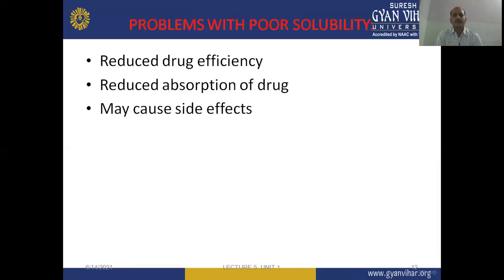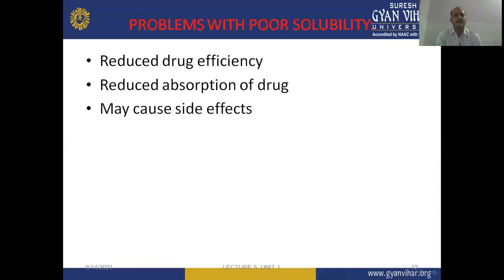Now, what are the different problems which are related with poorly soluble drugs, or drugs having less water solubility? These are the different important aspects of poorly soluble drugs. They can reduce the drug efficiency. As the drug is not soluble, it cannot reach easily into the systemic circulation, and it is not capable of producing the pharmacological or therapeutic effect. So they can reduce the drug efficiency.